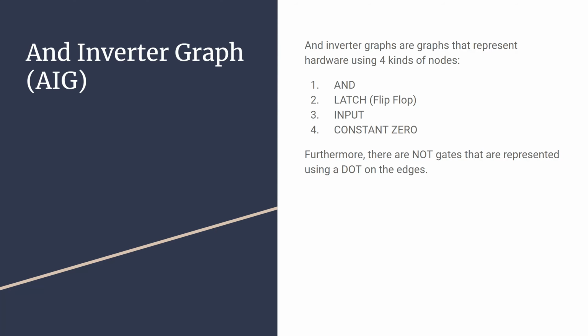An inverter graph is a graph that is meant to represent a hardware architecture. The way this happens is by having four types of nodes in the graph: AND nodes, latches, inputs, and just a constant zero node, or ground node. And edges can either be negated or non-negated. Negated means that they have a NOT gate on them. Non-negated means that they do not have a NOT gate on them.